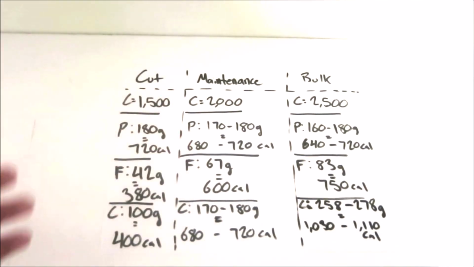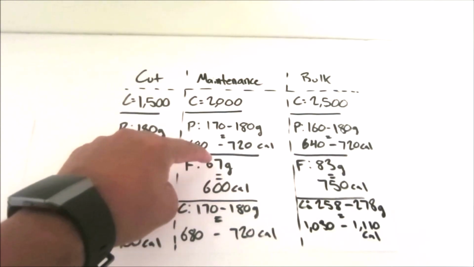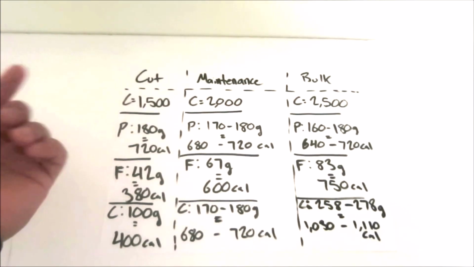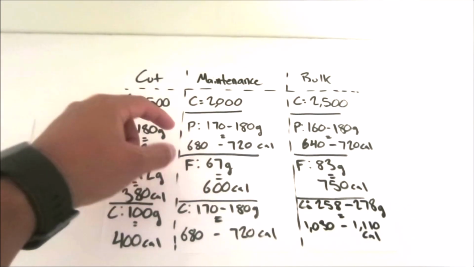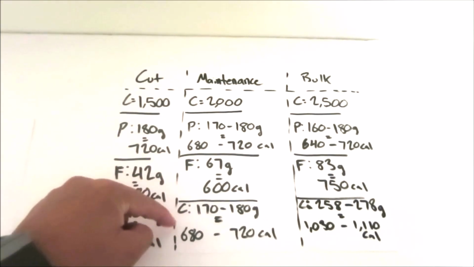Moving on to fats, say you're taking in about 30%. That would equal about 600 calories for a total of 67 grams of fat. Just like the cut, now that we have our calories for our fats and our protein, we just fill in the blank for our carbs.